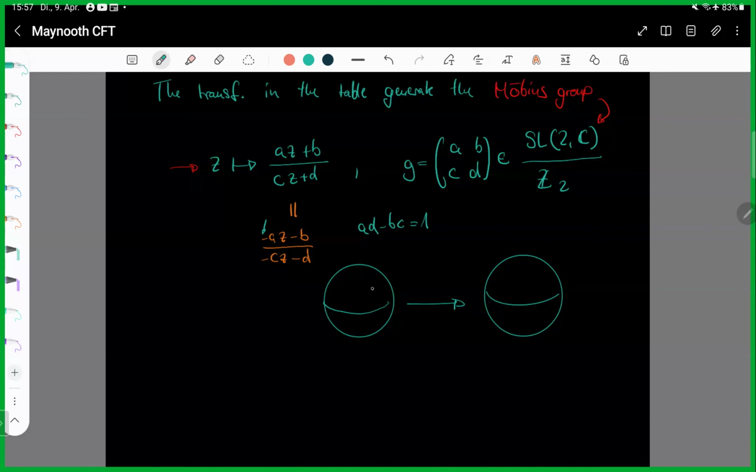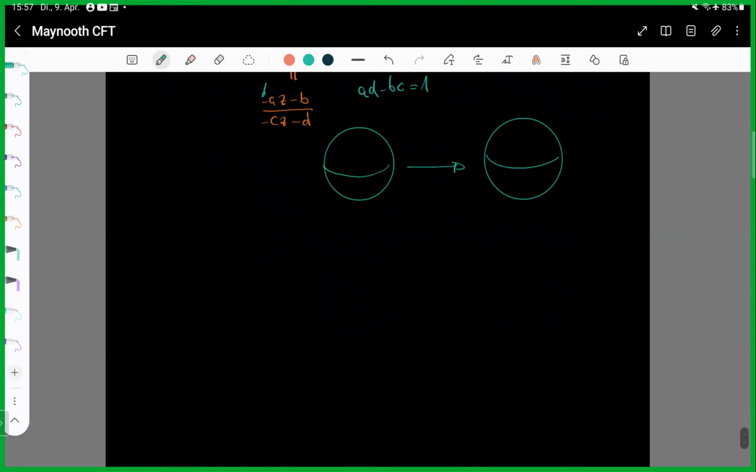You can undo a translation on a sphere. You can undo dilations, you can undo them here. So they have a very natural place. And it turns out that the sphere S2 is going to be the complex plane that we're working with.